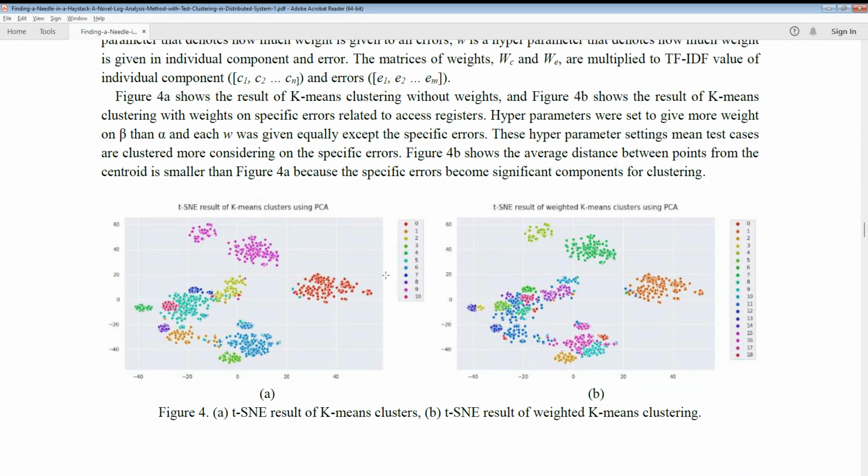Figure 4, A, t-SNE result of K-means clusters, and B, t-SNE result of weighted K-means clustering.